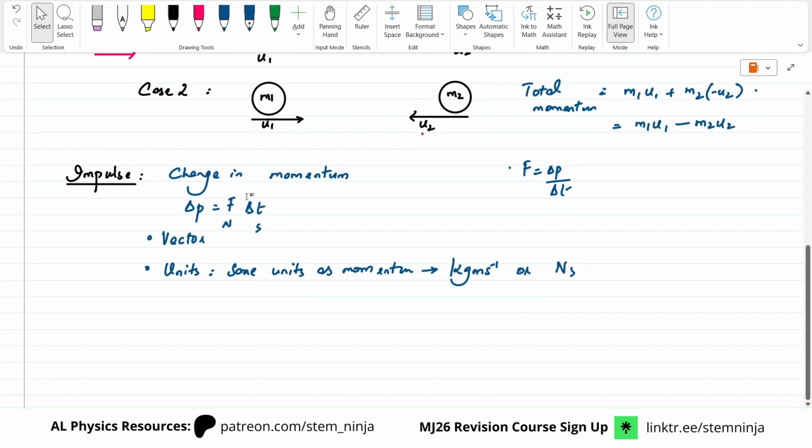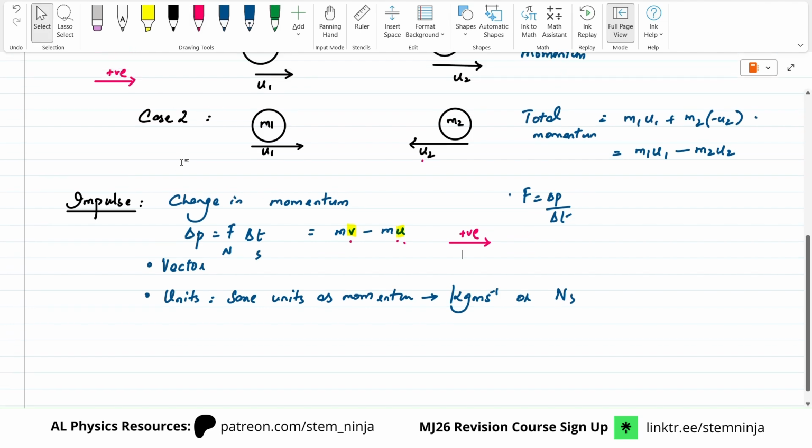Now, change in momentum, we already saw this. What that basically means is momentum after minus momentum initial. So we have to be very careful with the signs of V and U, because we have to assign an arbitrary positive direction. So if U or V, either one of them is in the negative direction, you will have to give it a negative sign.